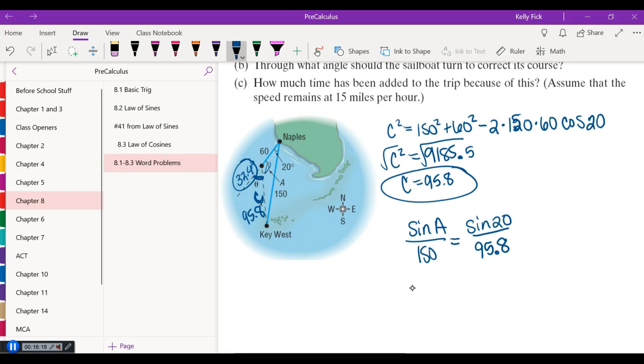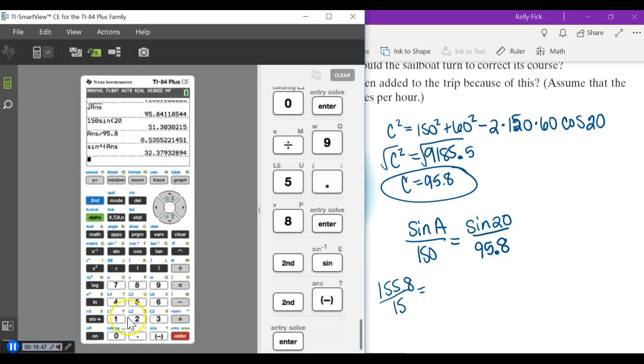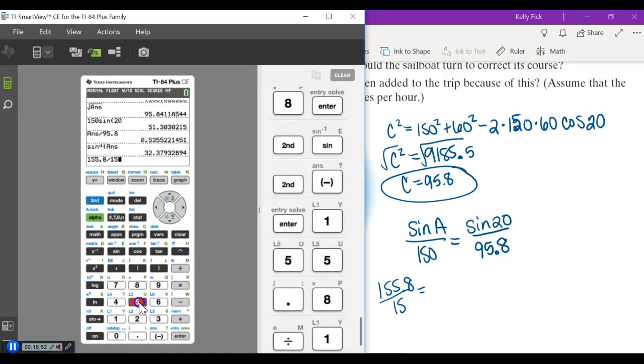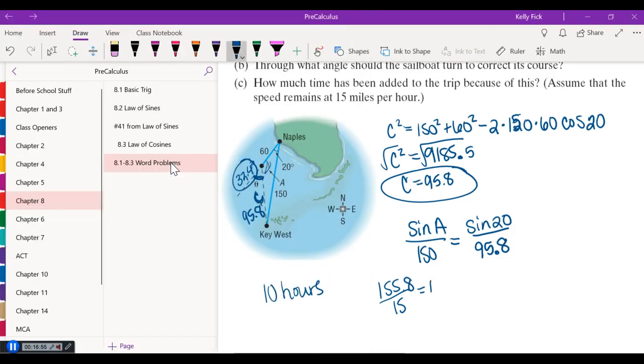Okay, and then part C, how much time has been added to the trip because of this? Assume that the speed remains 15 miles per hour. Okay, so we know that it went from 150, which if you're going 15 miles per hour, it means it would take you 10 hours normally. Okay, instead, you go 155.8 miles, divided by 15 is going to tell us how many hours that is going to take. So 155.8 divided by 15, 10.4. Okay, now that's hours.